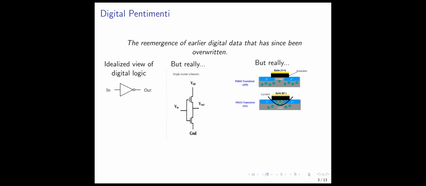But transistors are imperfect and they begin to degrade over time. One possible way this PMOS transistor can degrade is through a process called negative bias temperature instability, in which holes become trapped in the gate dielectric of the device. And this changes the threshold voltage of the transistor, which, as we'll see, forms a pentimenti. So, how does a pentimenti emerge from this bias temperature instability effect?